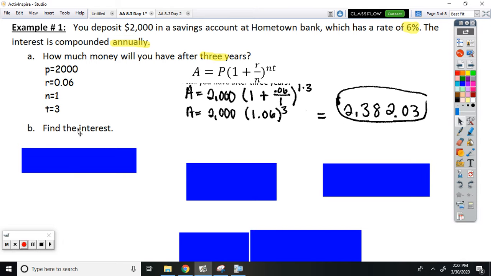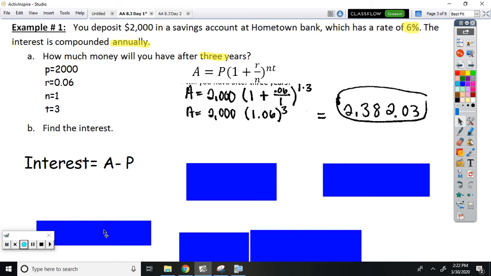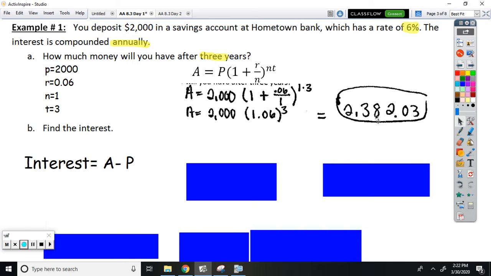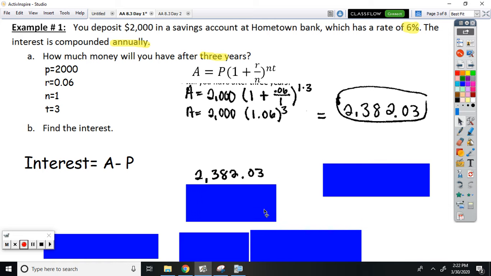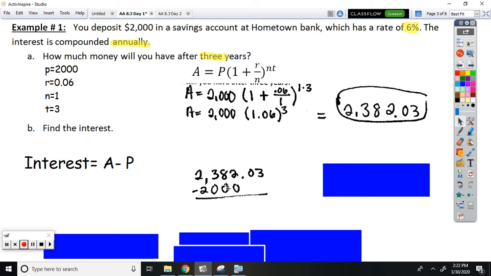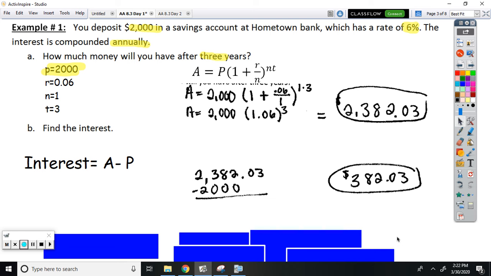Part B says to find the interest. Now, we are not using I equals PRT because that's for simple interest, and this clearly says compound. So to find the interest, we take the A value we just found, and we subtract the P value that we had in the original problem. So the A value we just found was 2,382.03. We're going to subtract 2,000, the principal. And that tells us we earned $382.03 in interest.